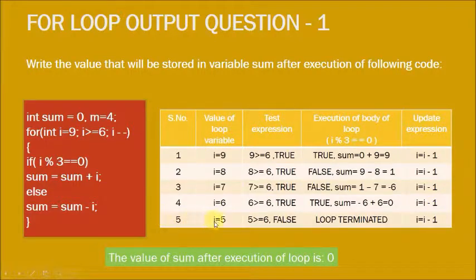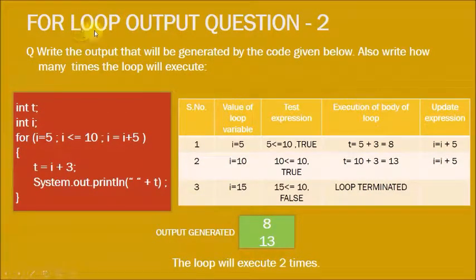For the next iteration, the value of the loop variable is 5. So again we will go to the test expression. 5 greater than or equal to 6? No, this is false. So the loop will be terminated and will stop here. So this loop will have executed 4 times. You see here, these are the number of times the loop has been executed, and the last value of sum was 0. So we will write down that the value of sum after execution of the loop is 0.